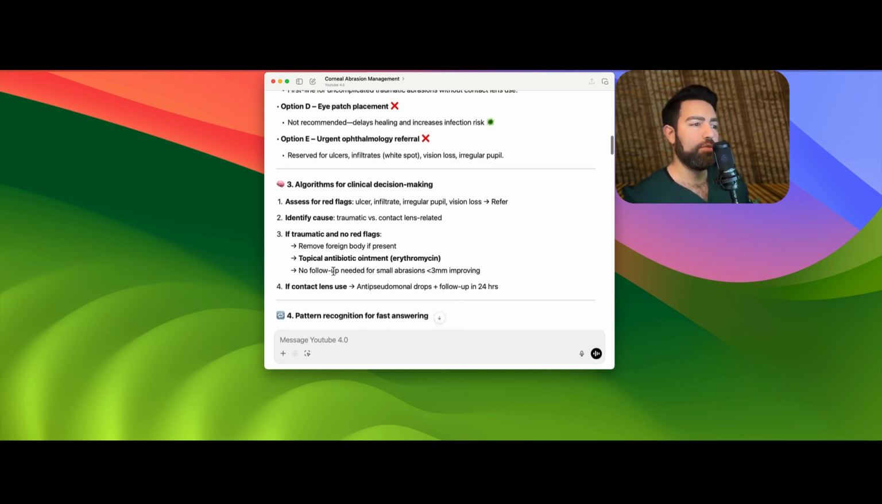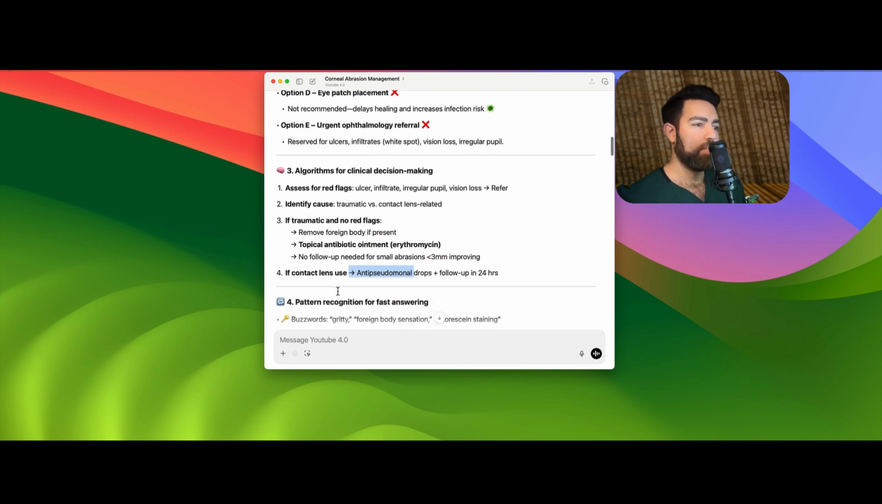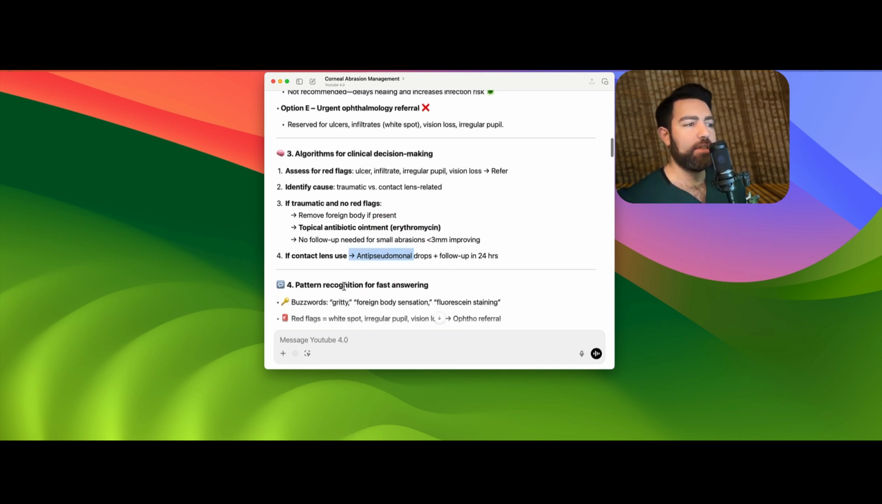If there's contact lens use, remember your antibiotic needs to have anti-pseudomonal coverage, so you need to use a fluoroquinolone. Okay. The buzzwords here and on the boards, they're not going to give you all of the findings.